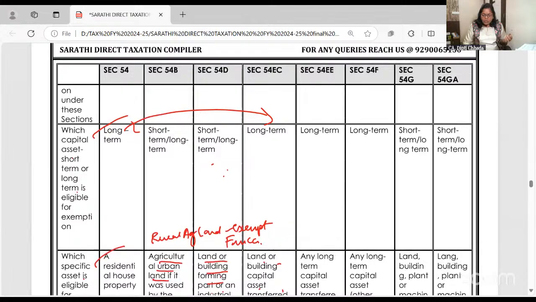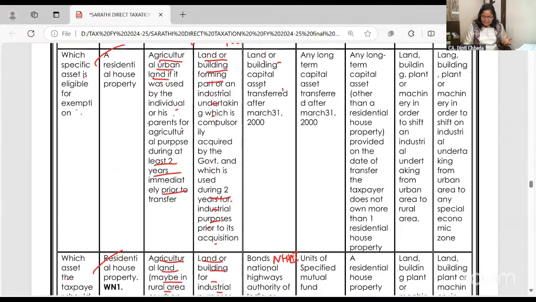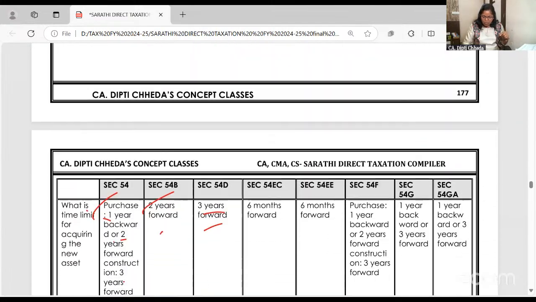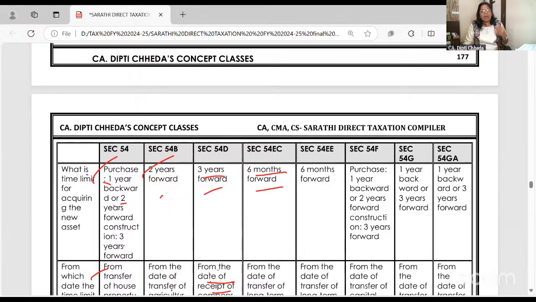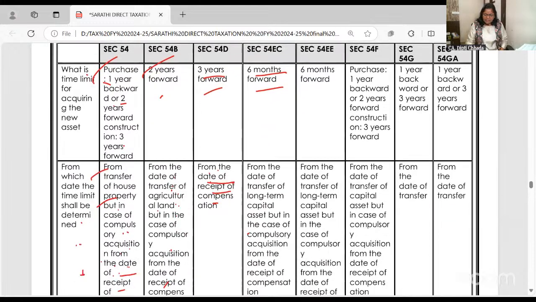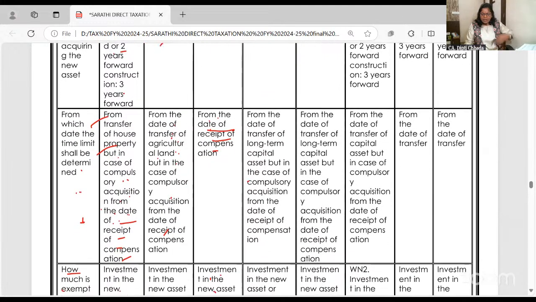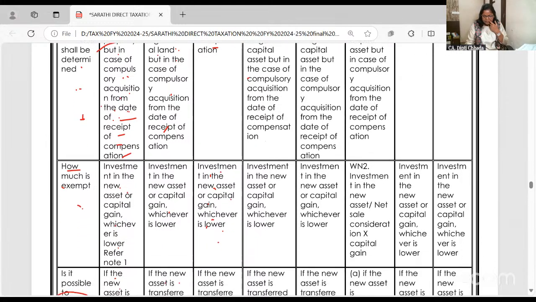So now what are you selling? Land and building. What are you buying? Bonds. Time limit 6 months. Ma'am, only 6 months. Bonds, shares and debentures you can buy by making a call to your agent, or if you're doing online direct trading. It's so simple to buy the bonds. Still, they have given 6 months time for you to decide and buy. 6 months from the date of transfer. In case of compulsory acquisition of land and building, from the date of acquisition.